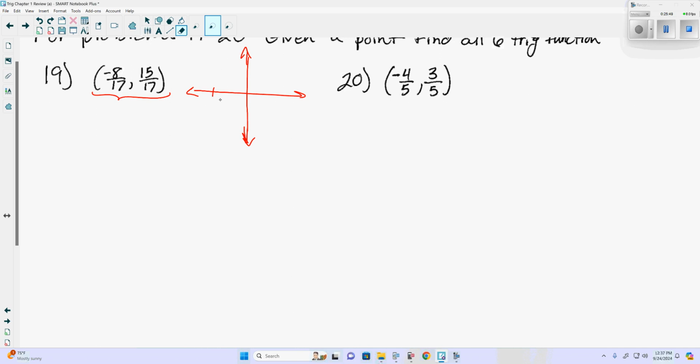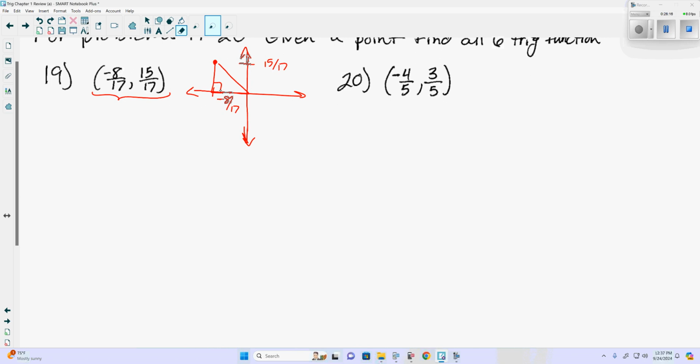Because I'm going to go over negative 8/17 and go up to 15/17. Is that accurate on that scale? Well, no. But does that matter? No. Because all I've done is made a triangle. I've made a figure for myself to be able to figure out this here.